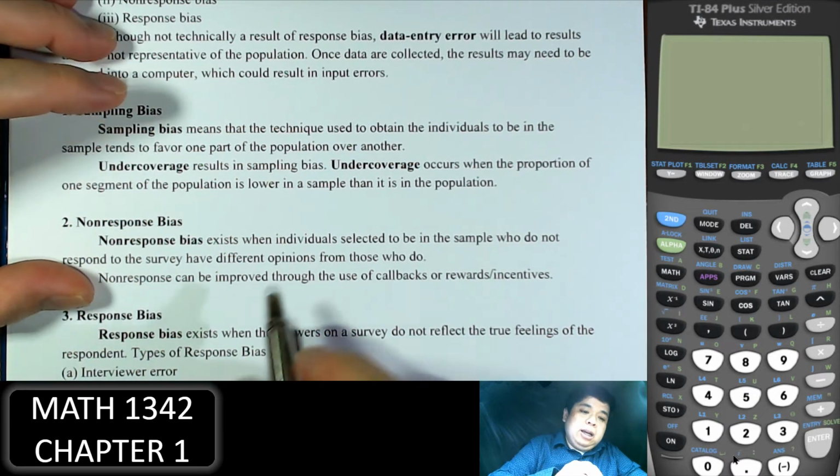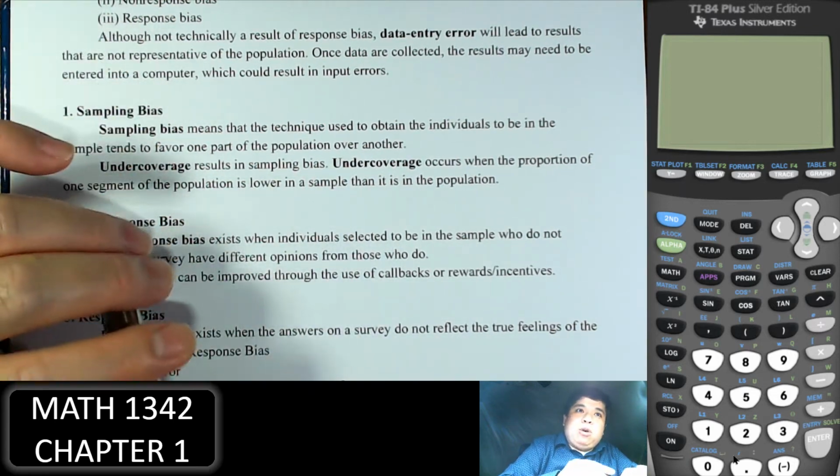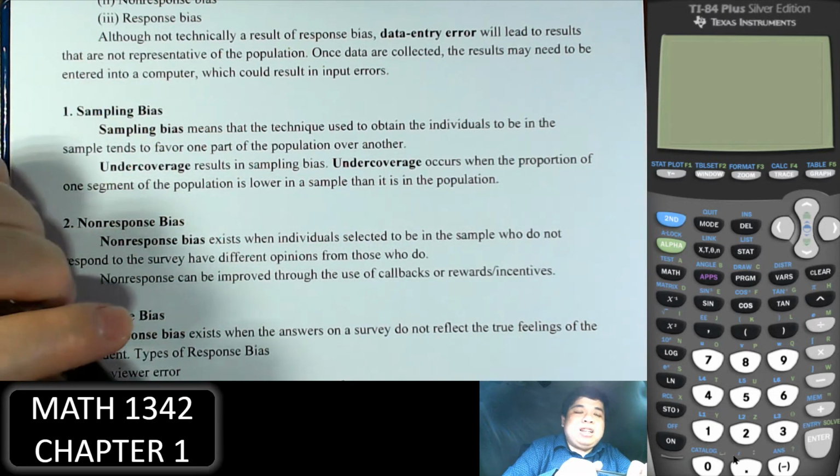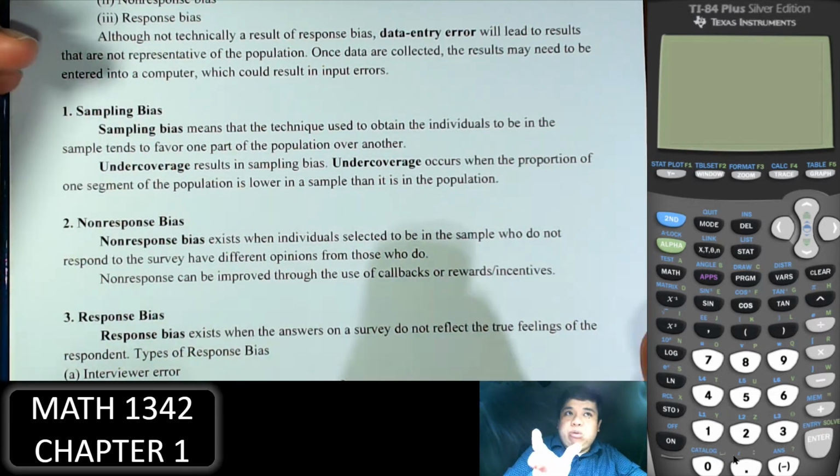The technique has to be good. For example, if you ask who you're going to vote for and you ask 100 people in Texas and 100 people in California, the result will be different.